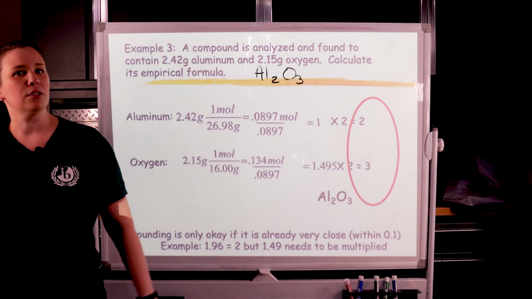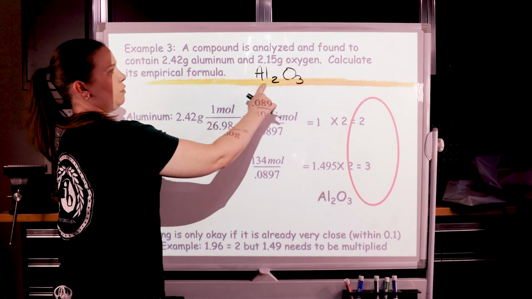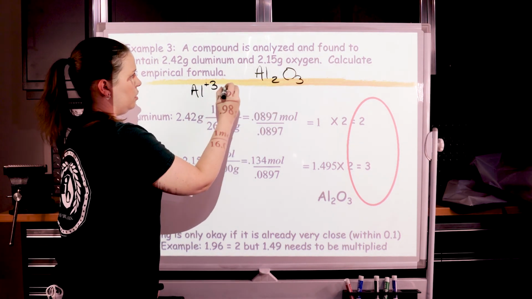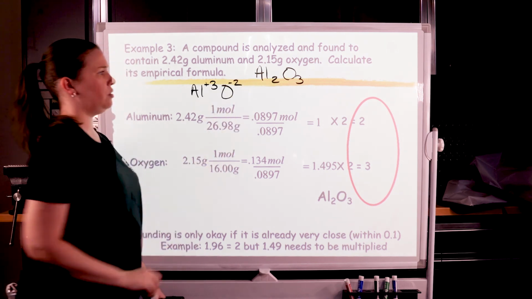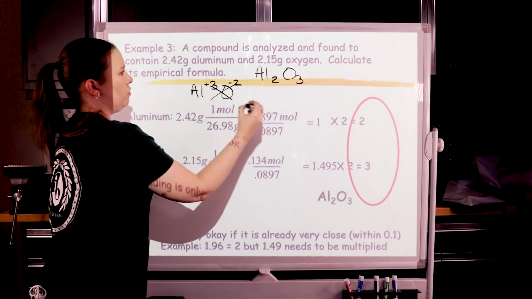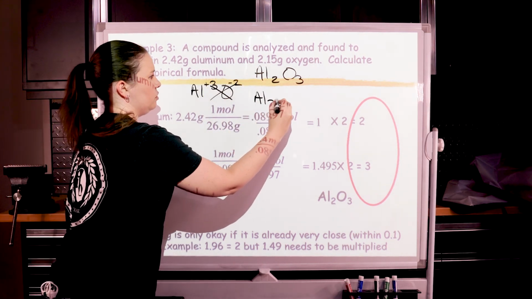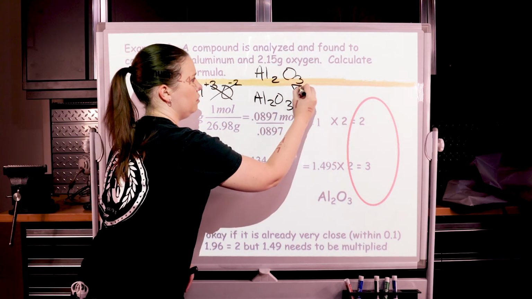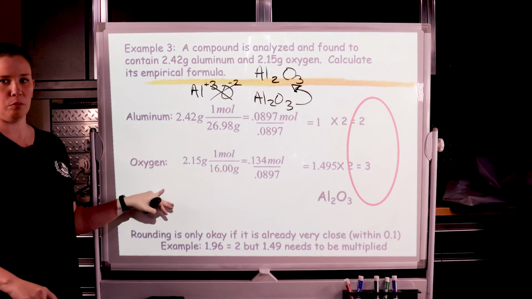Another trick you can use to check yourself, if you know the ionic charges, like Al is +3 and oxygen is -2, remember you have the crisscross. Al2O3. Same thing we got through our mole conversions.